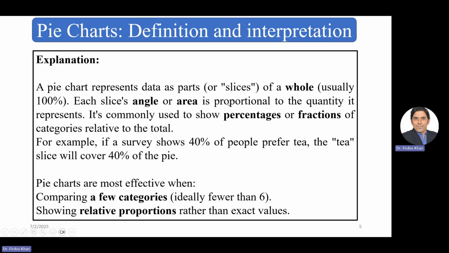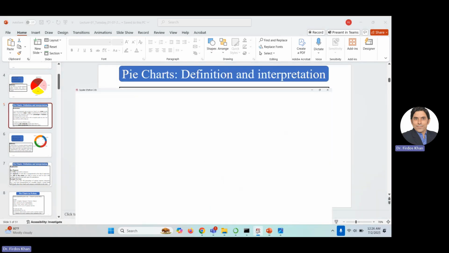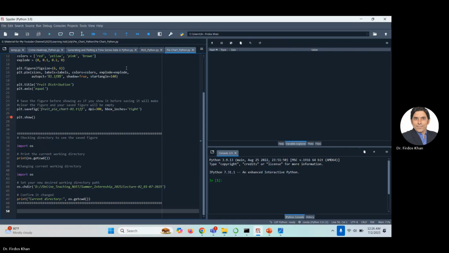So this is some theory. If you know this theory, then you can interpret your results when you create your pie chart. And if you don't know, maybe it's not easy to interpret the results. Okay, now let's move to Python, to see how you can do this in Python.